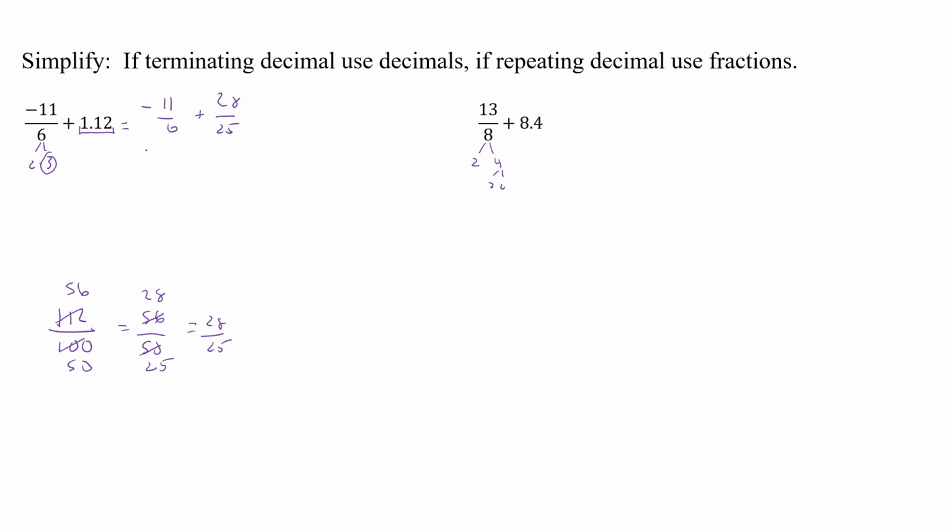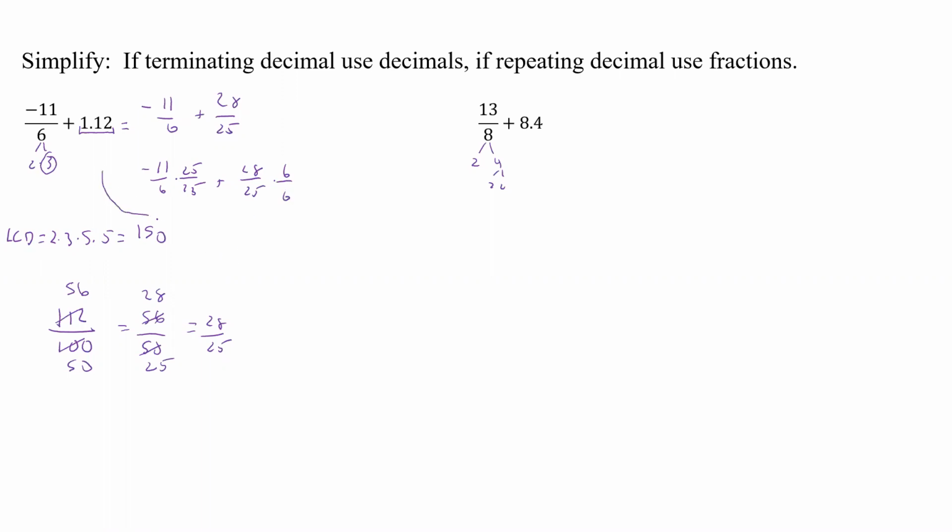All right, well, 6 we know is 2 and 3. 25 is 5 and 5. So our LCD is 2 times 3 times 5 times 5, which is basically 6 times 25. Well, 6 25s is going to be 150. So if we take this one, what we're going to do is take a negative 11 over 6 times 25 over 25 plus 28 over 25 times 6 over 6.